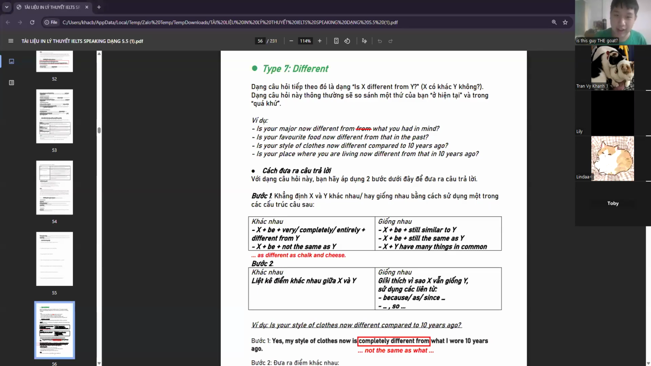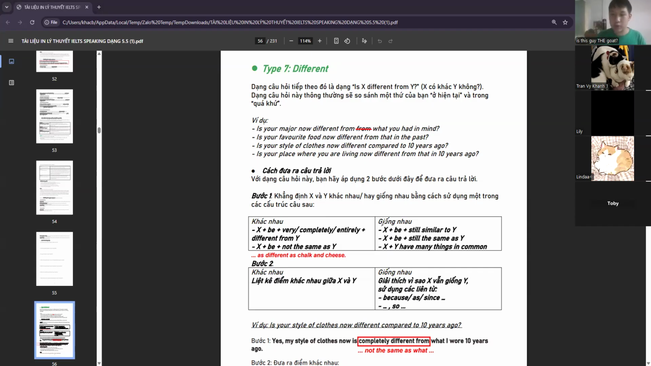First of all, is your major now different from what you had in mind? Is your favorite food now different from that in the past? Is your style of clothes now different from 10 years ago? So as you can see, these questions have one common thing, which is that they are all mostly related to time. So yeah, you can see that all of these questions have some form of time. Maybe it's the past, maybe it's some relationship to the past or specific time.